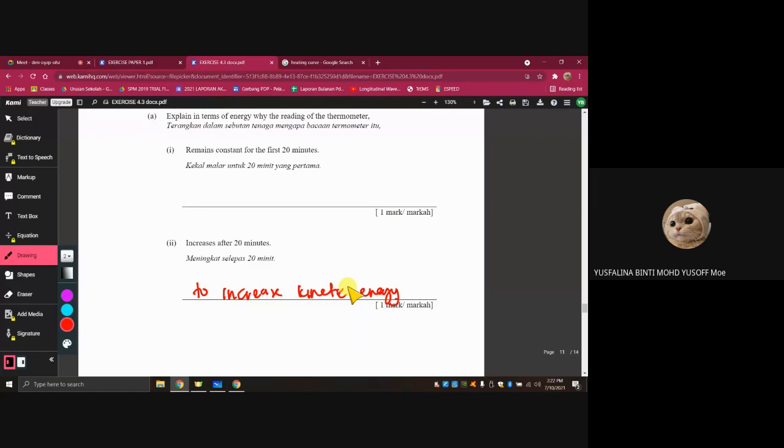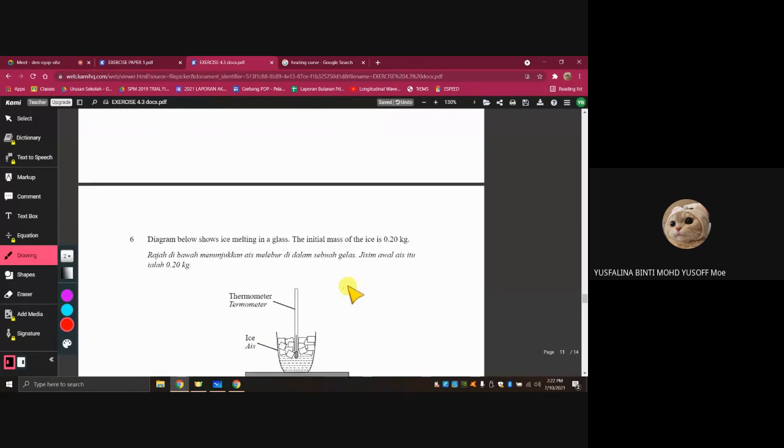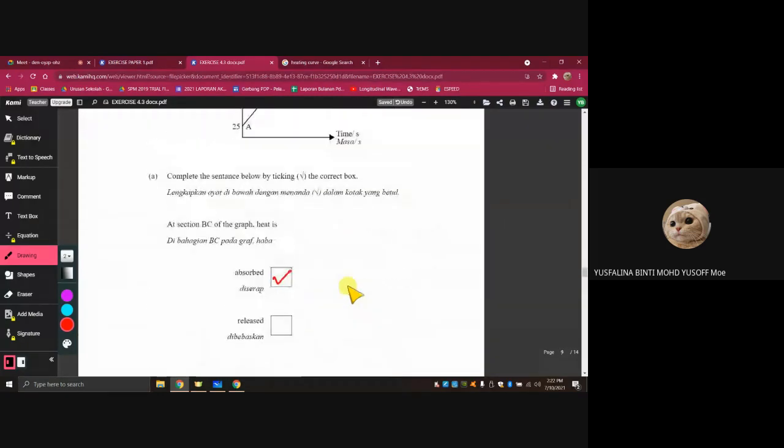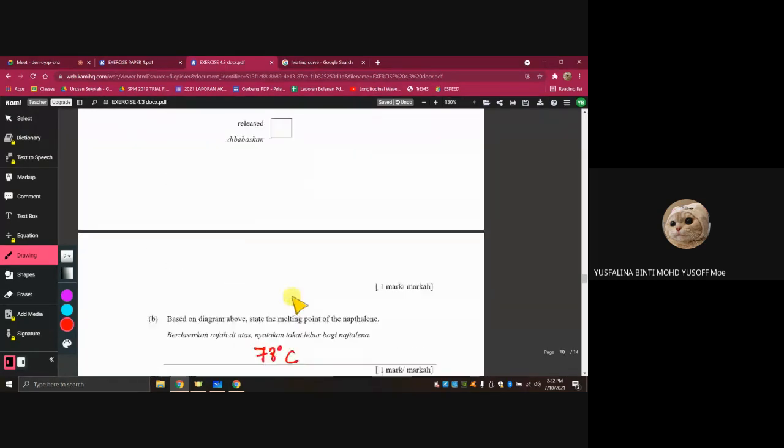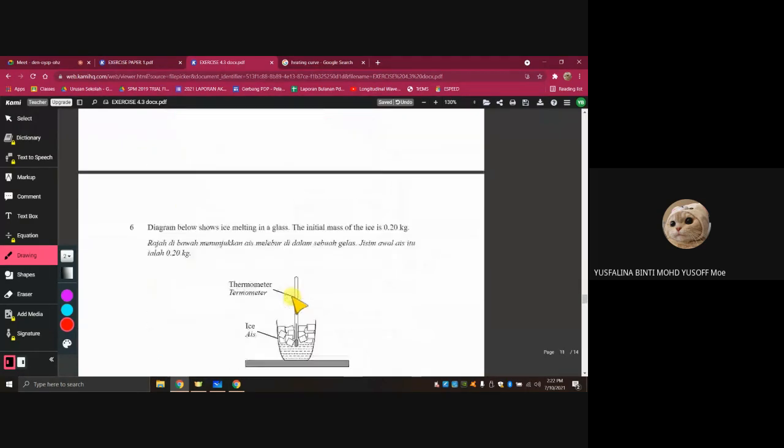Okay, so increase after 20 minutes, so it means at this part. If you see the graph at this part, why does the temperature increase? So what happened to the energy? The energy is being used to increase the kinetic energy.